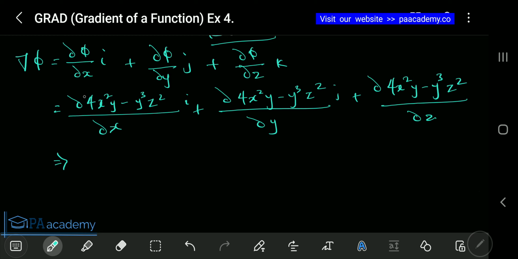Let me just put this in brackets. Now let's look for the partial differential of this with respect to x. The only thing we are differentiating is x squared, and that will give us 2x. If we multiply it by the other things that are there, we are going to be having 8xy minus y cubed z squared, then in brackets and i.